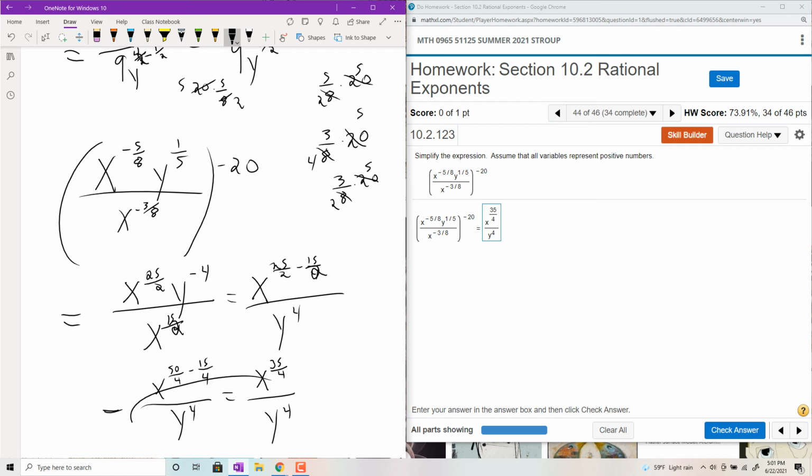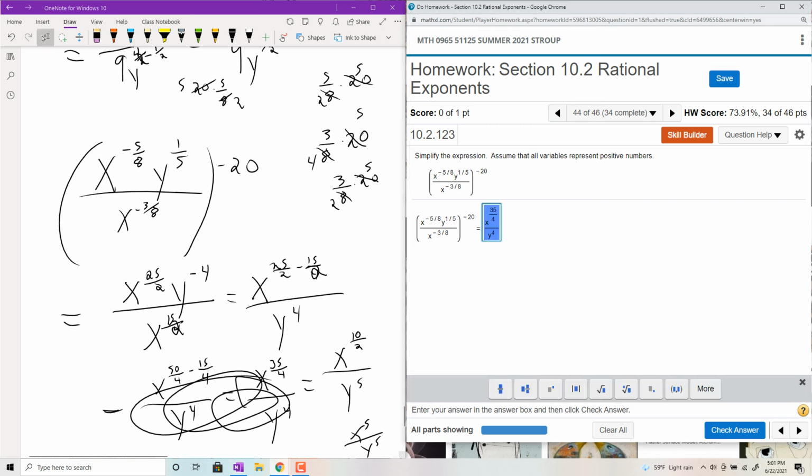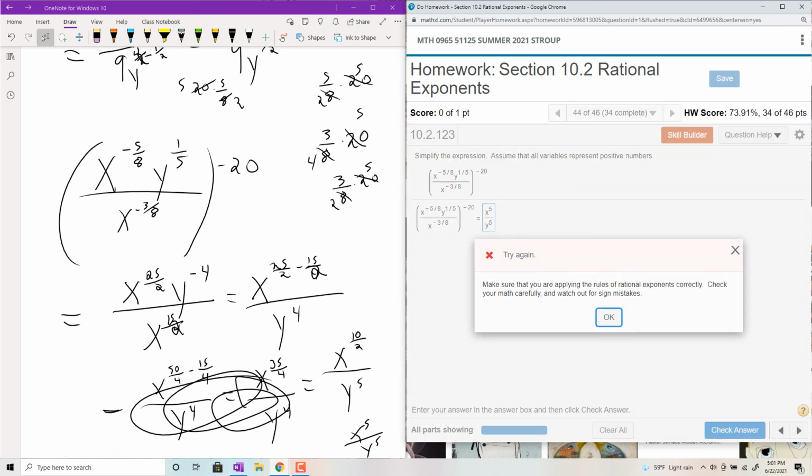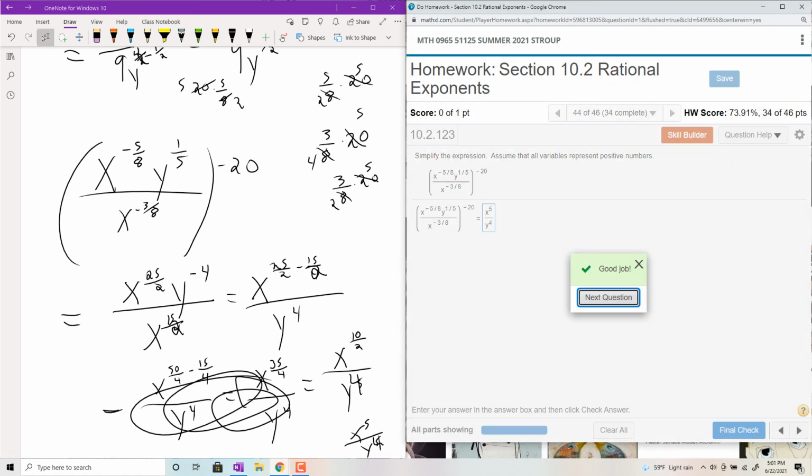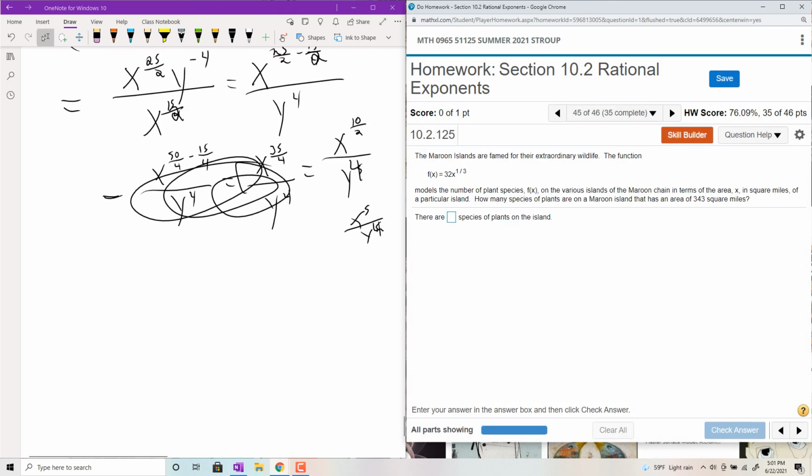So I don't need a common denominator, and this will just be x to the 10 halves all over y to the fourth. In other words, x to the fifth over y to the fourth. A little easier. Okay, still got a mistake. I accidentally wrote fifth. I meant fourth. Third time's a charm.